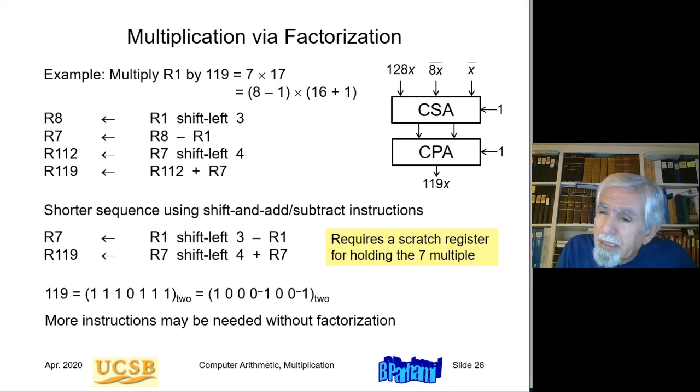Now, both compilers and VLSI hardware design aids are aware of these transformations. They have built-in tables. Whenever they encounter, for example, the number 119, they refer to that table to see if there is a simple hardware implementation, or in the case of compilers, a simple sequence of instructions that does that for us. And then they use that simpler hardware or simpler sequence of instructions.